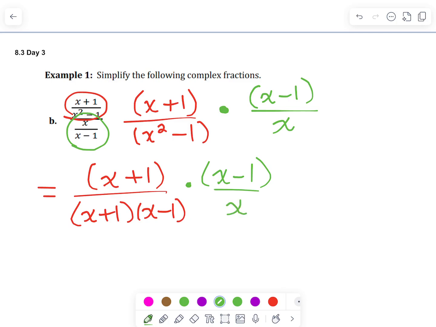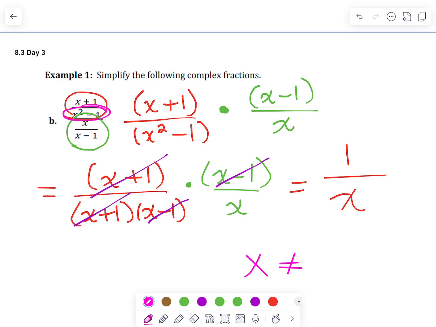So now we cancel any common factors. We have an x plus 1 and an x plus 1. We have an x minus 1 and an x minus 1. So what's left in the numerator is the number 1, in the denominator, x. Then we look for any domain restrictions. What can x not be? So up here, or down there, we do not want it to be 1 or negative 1. We do not want it to be 0, and we do not want it to be 1.